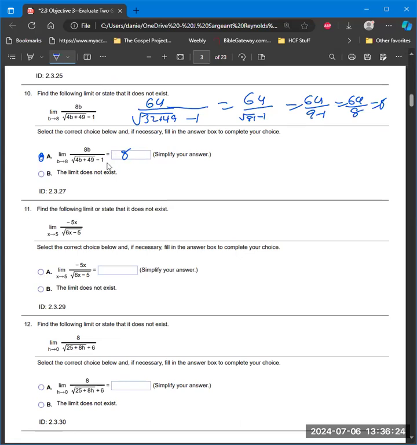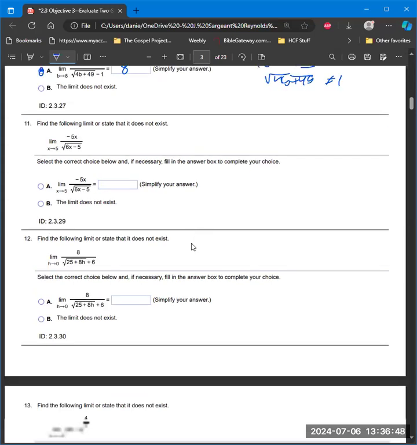If we had found both 4b plus 49 has to be greater than or equal to 0, and square root of 4b plus 49 cannot be equal to 1, we would have figured out that this is within that domain. Let's go ahead here and do that again. 5 is within the domain here.